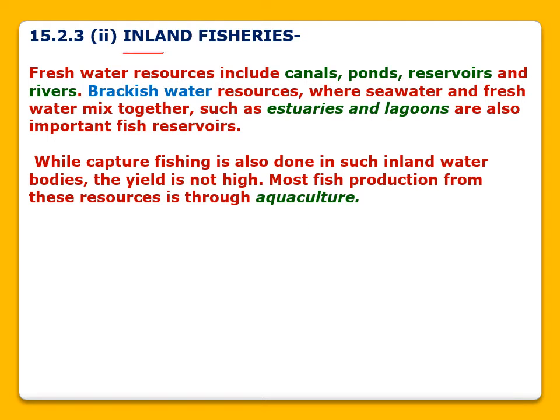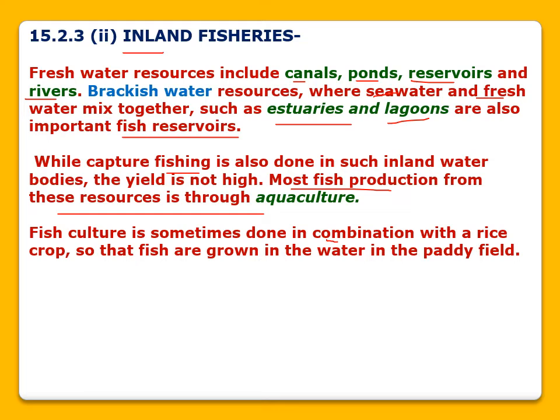Now, the next topic is inland fisheries. Inland fisheries means agriculture or culturing the fish in freshwater. And freshwater resources include canals, ponds, reservoirs, and rivers. Brackish water resources, brackish water means where seawater and freshwater mix together, such as estuaries and lagoons. They are also very important fish reservoirs. While capture fishing is also done in such inland water bodies, the yield is not that high. Most fish production from these resources is through aquaculture.